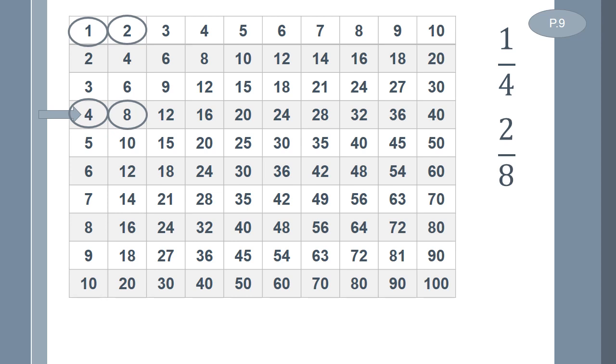And we can choose any number from that 4 row. So let's choose 20. We go directly above it to the top row to find the top number of the fraction, and that's 5. So our fraction is 5 over 20. So again, all those fractions mean the same as 1/4, but we can write them differently and they form part of the same fraction family. So that's what you have to do for page 9 of the booklet.